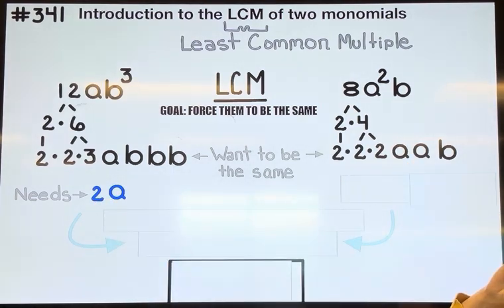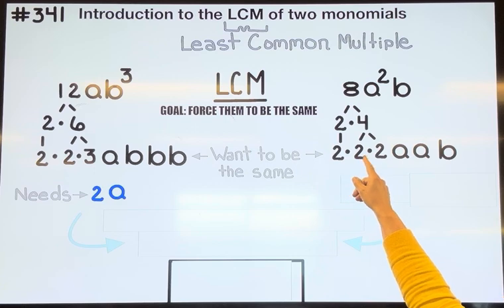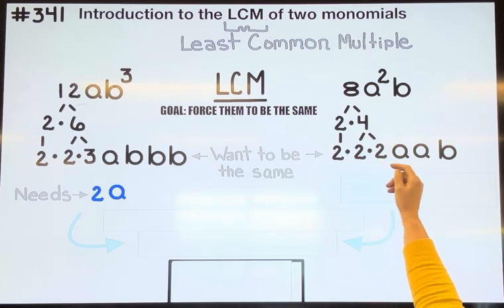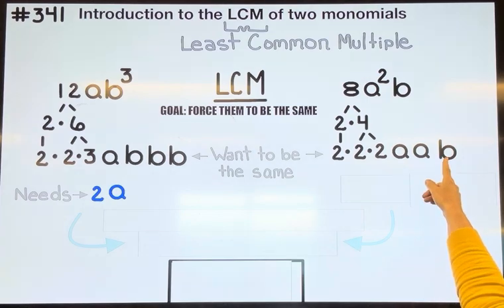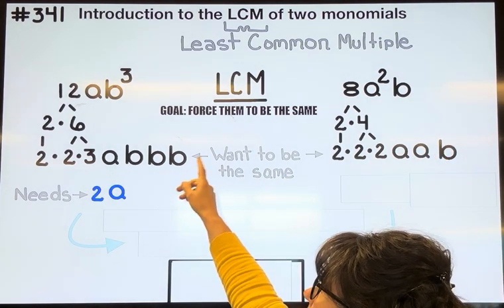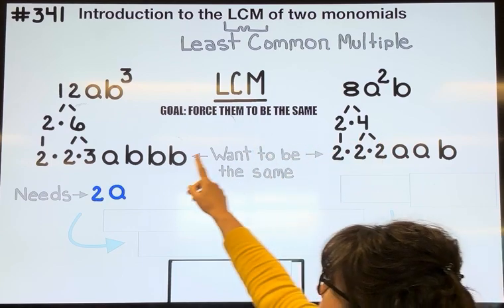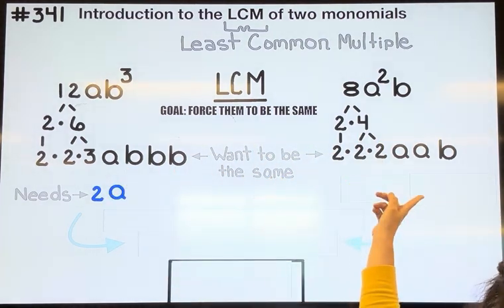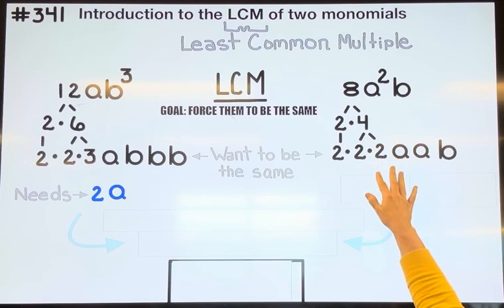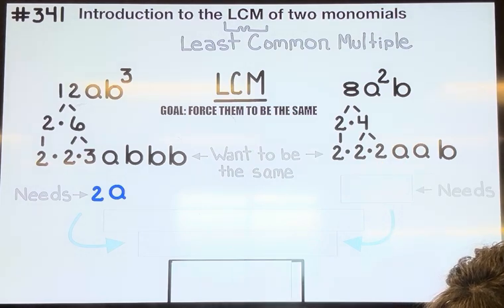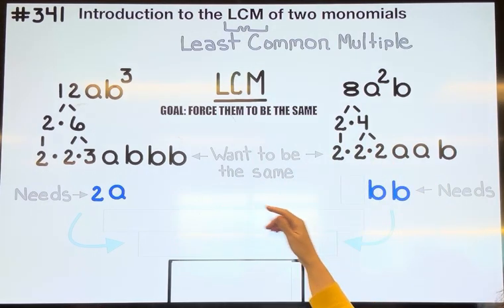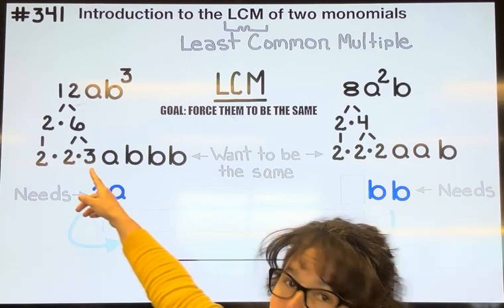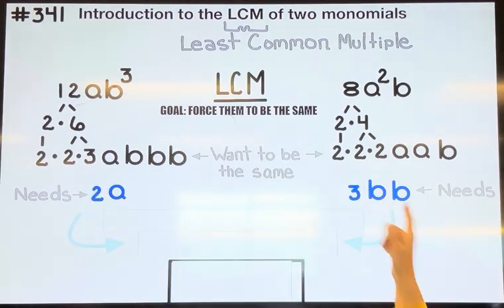Now, if we look at this one, what does it need? Well, it already has three 2's. This one has two a's, so it's got plenty of those. B's, though, this one has a b, and that one has three b's. So this one needs a couple of b's. What else does this one need besides a couple of b's to make it identical to that one? Yeah, what do you think? It needs a 3. So we're going to also put that it needs a 3.